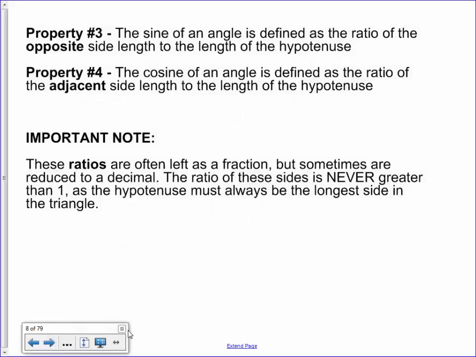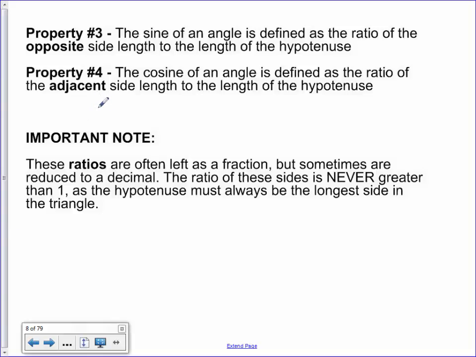Okay, two more properties that you guys have probably heard at some point. One of them is about sine, and one of them is about cosine. Have you guys heard the acronym SOHCAHTOA? Yeah. Okay, we're going to work with that a lot in this unit. Sine is defined as the ratio of opposite and hypotenuse, and cosine is adjacent and hypotenuse.